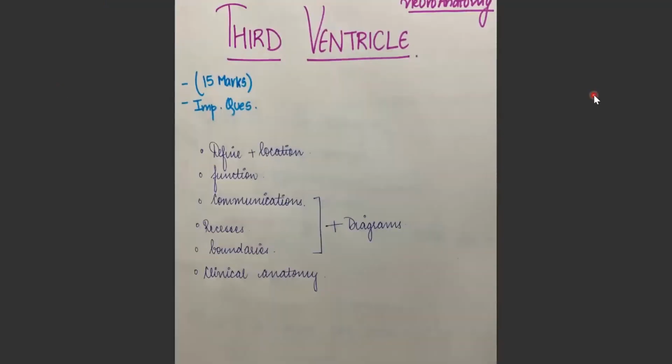This topic belongs to neuroanatomy and it comes as a 15 marker or a 5 marker question. If this comes as a 15 marker question, it is a very important question. The third and the fourth ventricle are the two main questions which are asked in the exam. So for a 15 marker question, how do you have to attempt this?